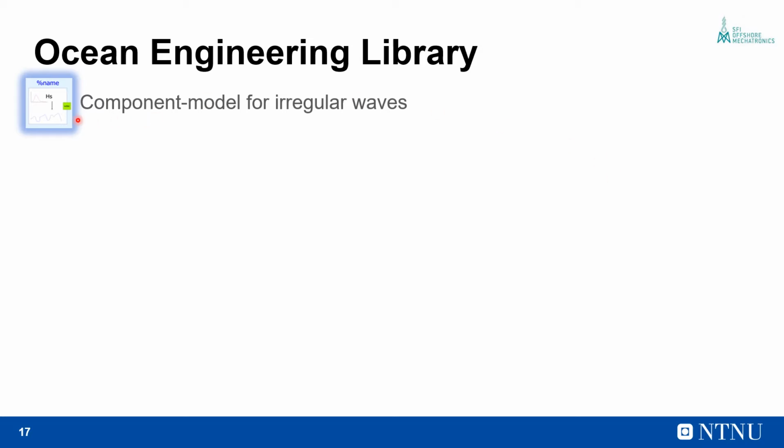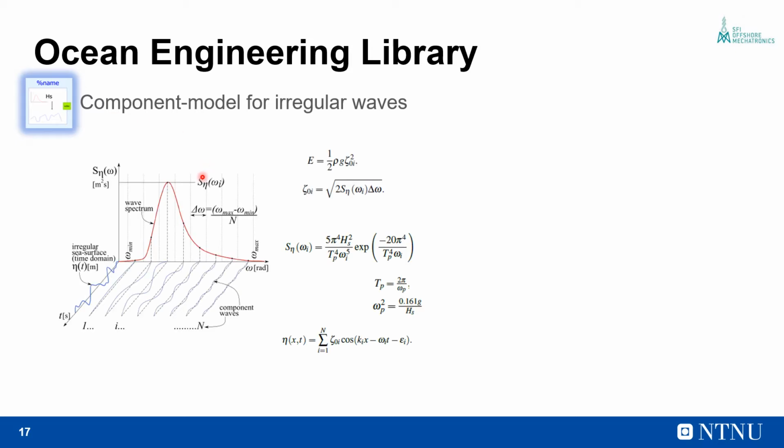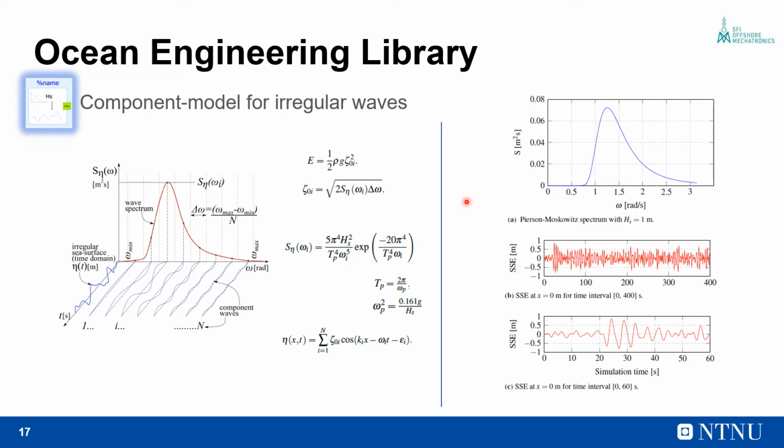In formulating the component model for irregular waves, we use the principle of the Fourier series representation of the irregular sea surface and the concept of the wave energy spectrum. Our component model for irregular waves currently supports the Pierson-Moskowitz spectrum, which is a single parameter spectrum. We also present results to showcase the outputs of the component model.